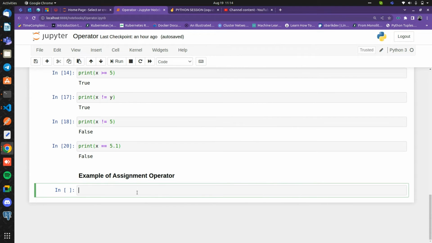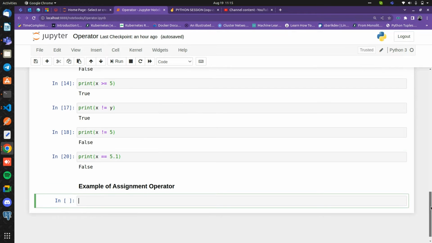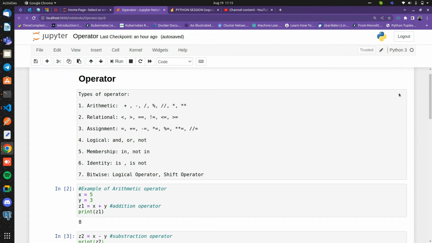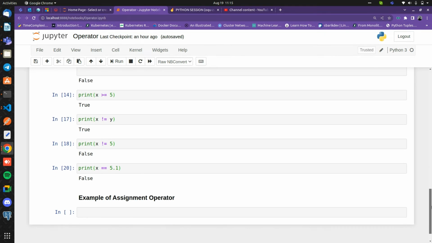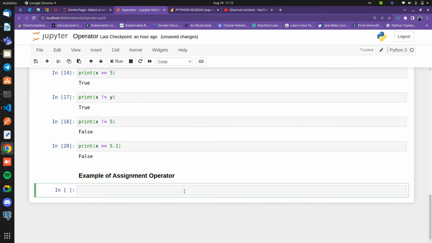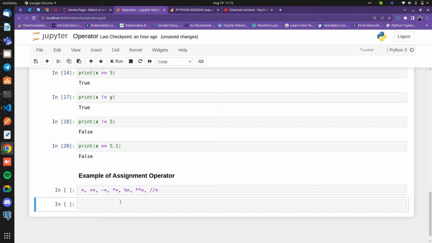So in this session, we are going to talk about examples of assignment operators. The assignment operator symbols are equal to, plus equal to, minus equal to, multiply equal to, remainder equal to, exponential equal to, and float division equal to. I will explain them one by one. First, what does equal to mean? These are all the symbols we use for the assignment operator.